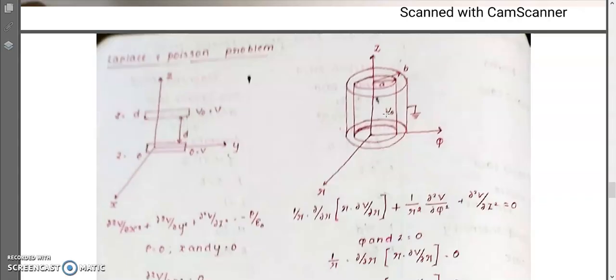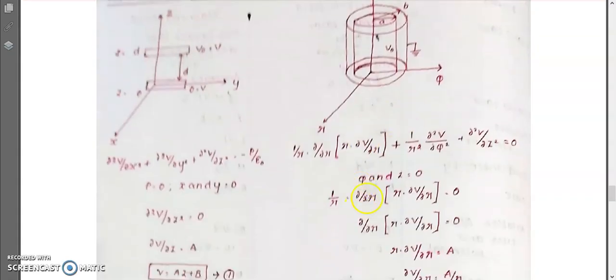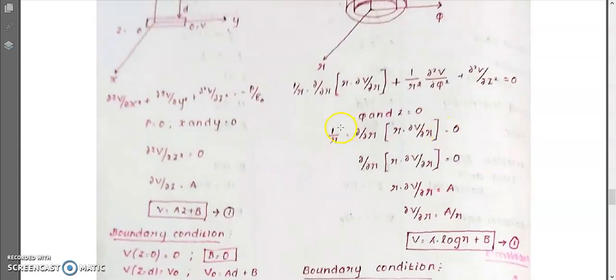Since the problem depends only on the radius of the cylinders, the derivatives with respect to phi as well as z are equal to 0. So the equation, 1 by r, del by del r of r into del V by del r, is equal to 0, because the phi and z terms are 0. We have to find V. 1 by r is a constant factor, and since the right hand side is 0, all of that becomes 0. So the remaining is del by del r of r into del V by del r equal to 0.